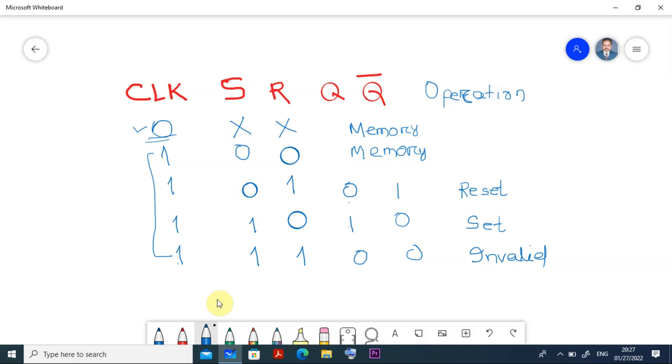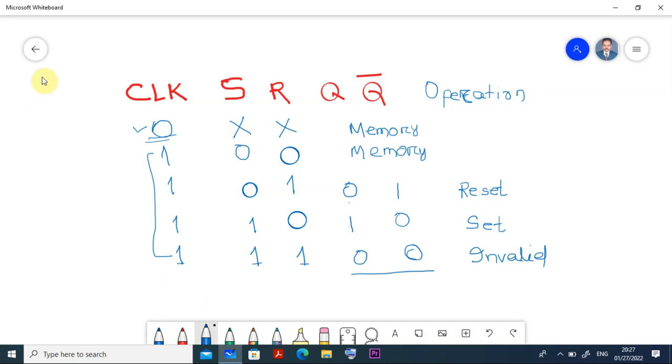But when it is clocked and both the inputs S and R are equal to 1, this is a racing condition. It is invalid, because in this case Q and Q bar both become 0, which is against the principle of latches. What is the principle of latches? If one is 0, the inverse of Q will be 1, or if one is 1, the other will be 0. But here in both cases it is coming 0, so it is an invalid condition. Are you following me? So these are the things we have seen here.